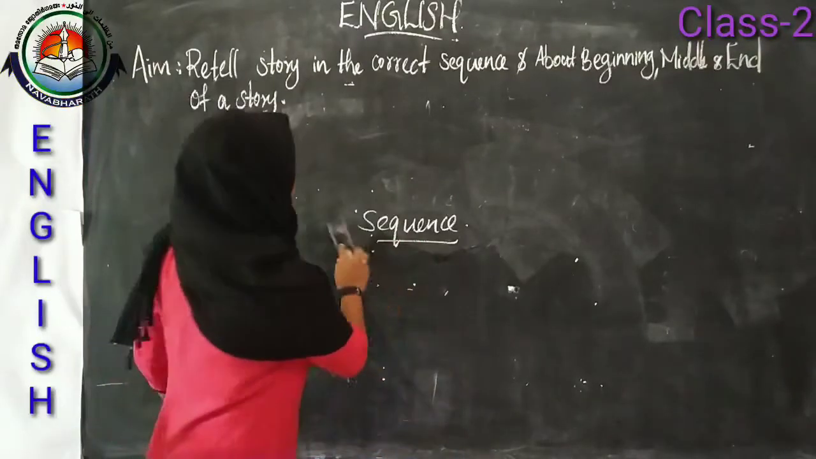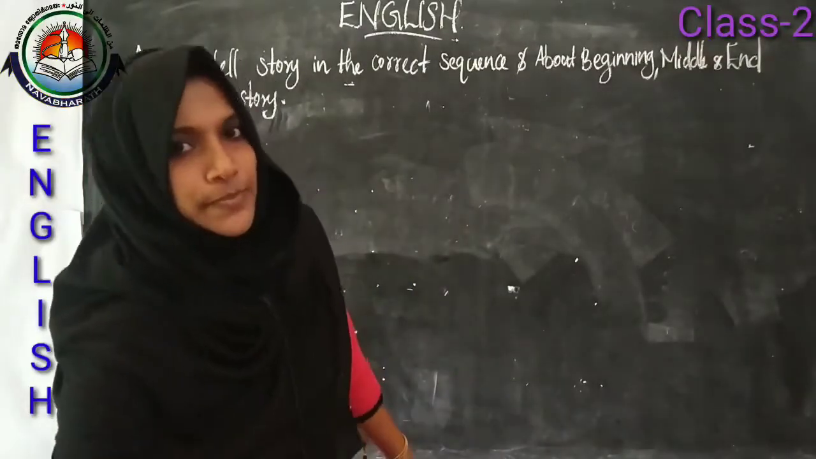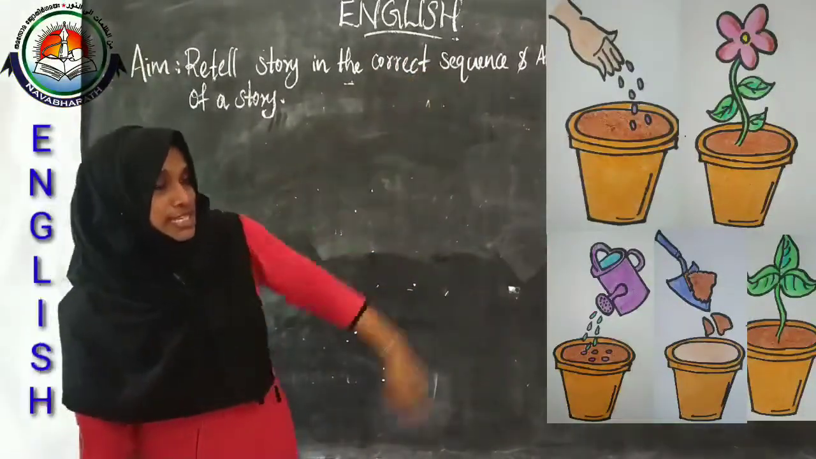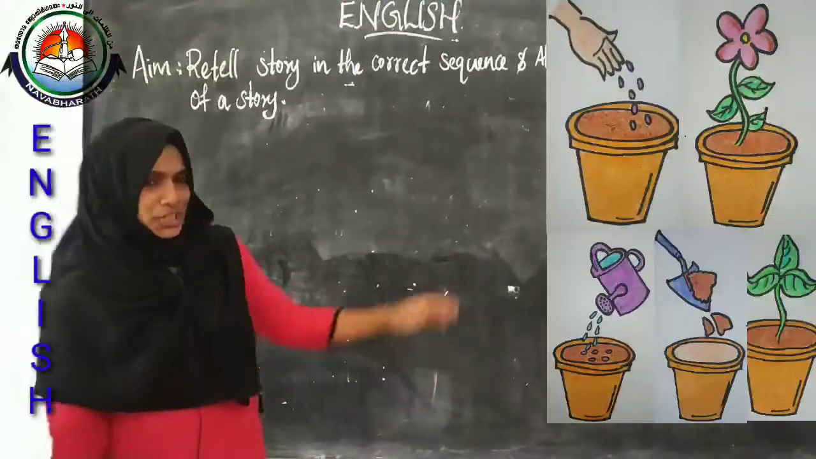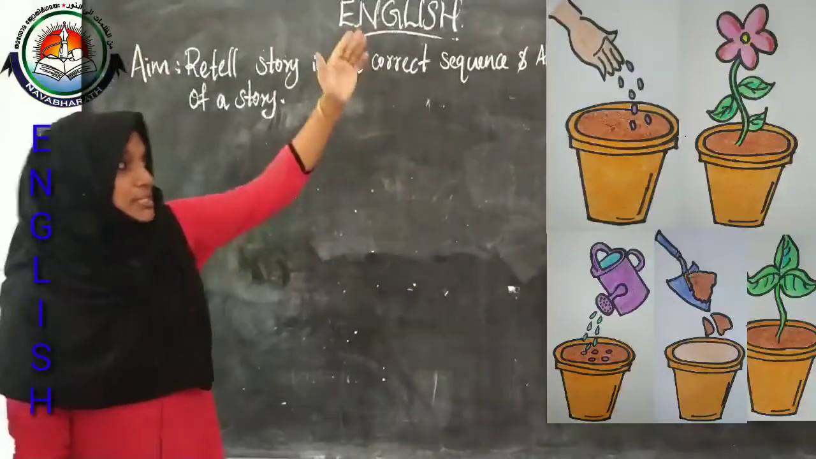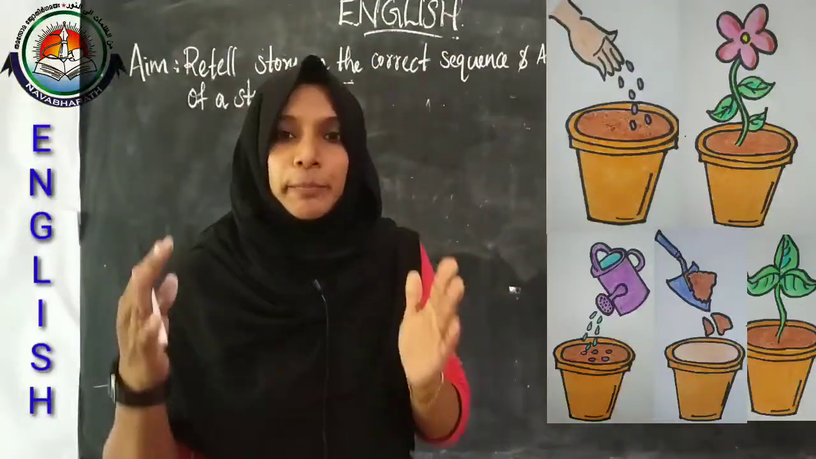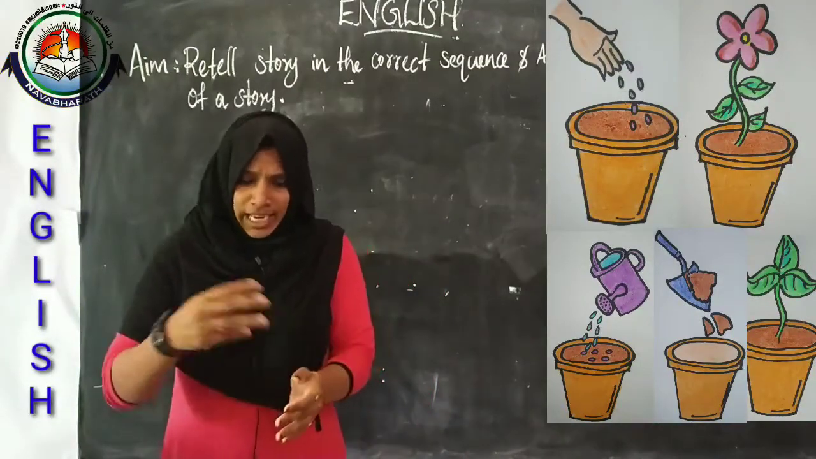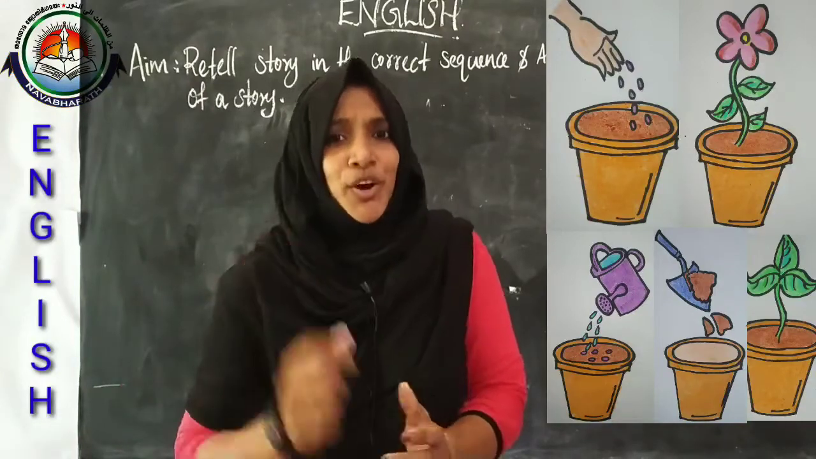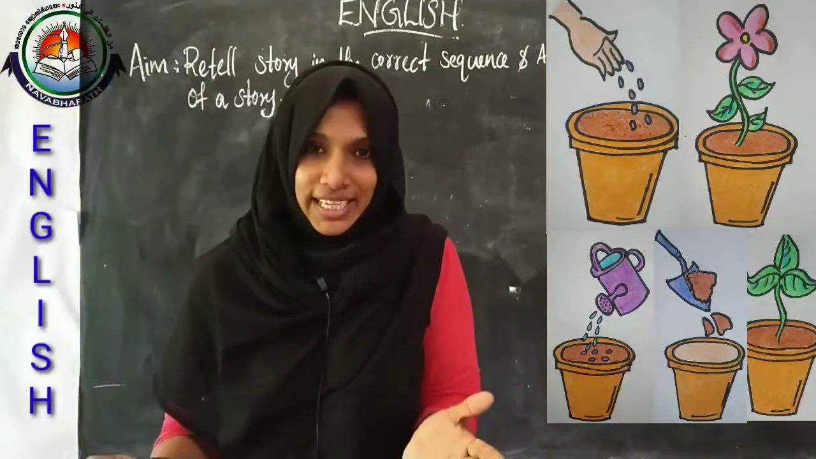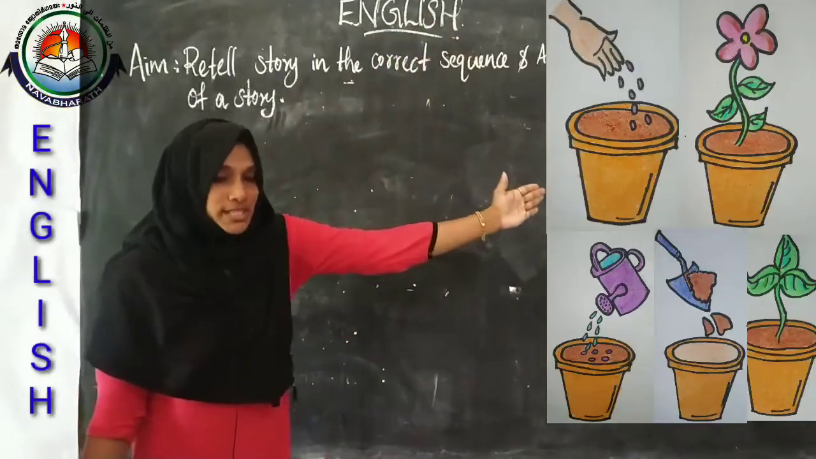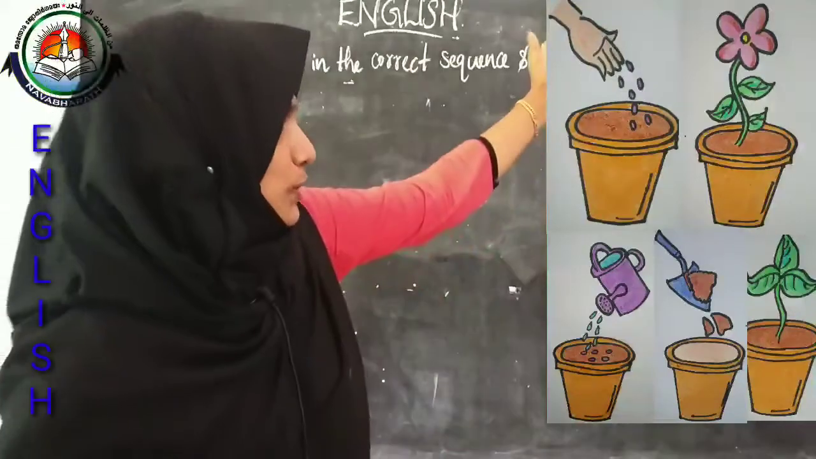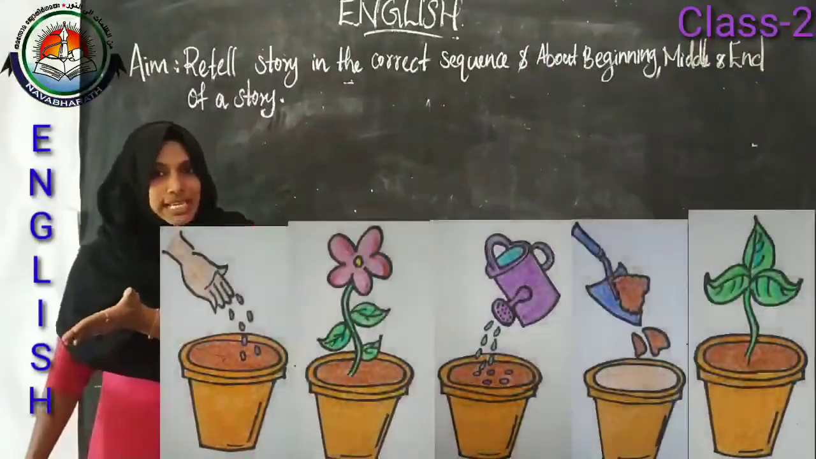So, ma'am will show you some pictures. Look at those pictures clearly. Can you see that? Okay, these pictures are about how a plant grows. I saw that some of you are planting and watering the plants around your homes. It was so good a thing. So these pictures are related to your planting. Now I'll show these pictures clearly to you. Listen carefully.